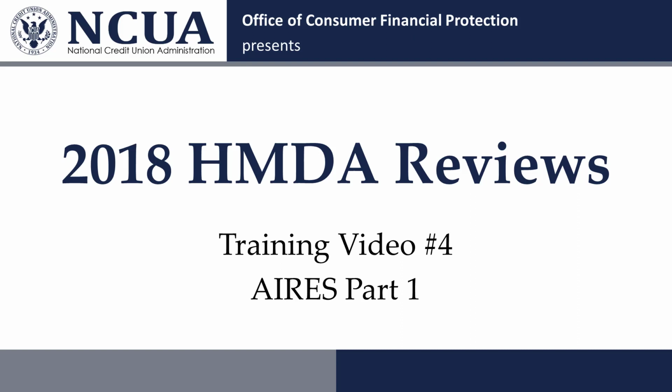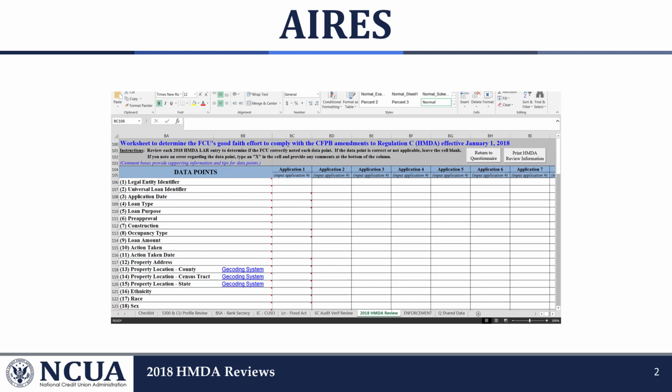This is the fourth video in the 2018 HMDA Reviews training series. The last video discussed unique data fields. In this video, we continue our review of the 48 data points credit unions must collect and report on their HMDA LARs using the review checklist provided with the ARIES 2018 Examination Program HMDA LAR questionnaire, currently on your screen, and the descriptions the CFPB provided on their reportable HMDA data reference chart, shown next on your screen.